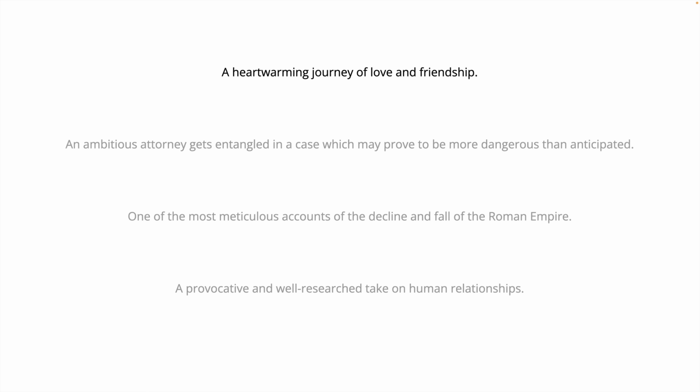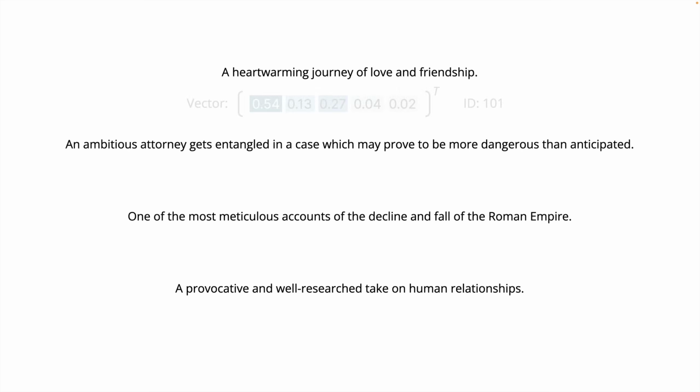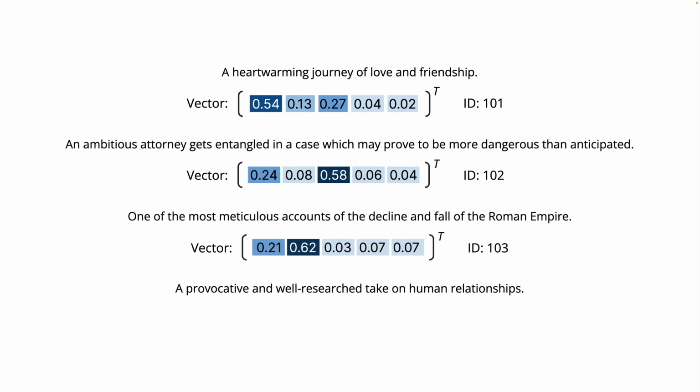So let's return to the example of our books. Let's say we have 4 book descriptions. A heartwarming journey of love and friendship. An ambitious attorney gets entangled in a case which may prove to be more dangerous than anticipated. One of the most meticulous accounts of the decline and fall of the Roman Empire, and a provocative and well-researched take on human relationships. So if we pass each of these through an encoder model, we can convert them into their document embeddings. As each of these descriptions are quite different, the values in each of the dimensions are also quite different, meaning each of these descriptions should be in distinct parts of their embedding vector space.